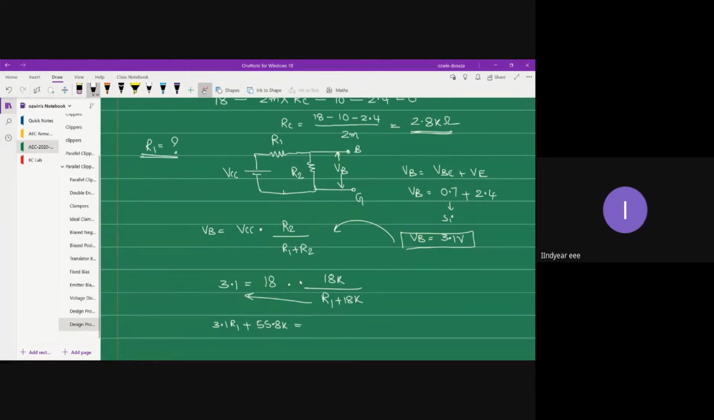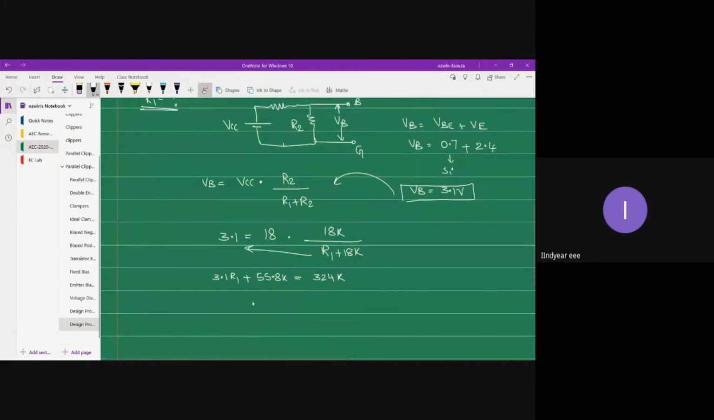Okay, and this is 18 into 18, that's 18 square, 324 kilo. Or you can further simplify. So basically R1 is going to be 324K minus 55.8K divided by 3.1. How much will you get? Did anyone calculate?